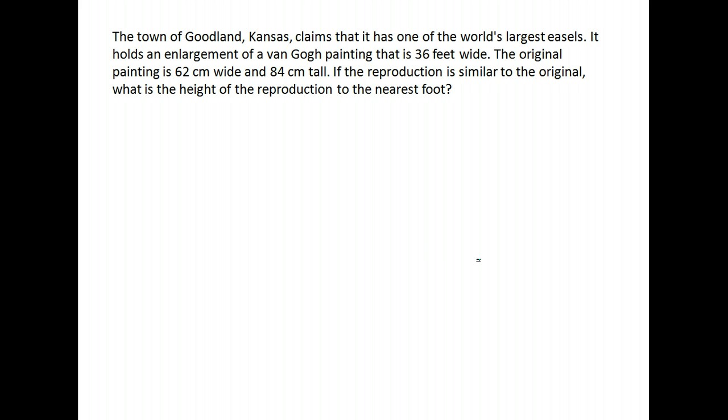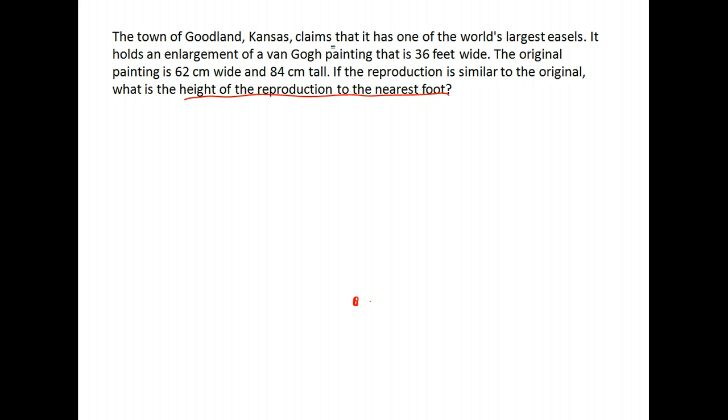Alright, the town of Goodland, Kansas claims that it has one of the world's largest easels. It holds an enlargement of Van Gogh's painting that is 36 feet wide. The original painting is 62 centimeters wide and 8 centimeters tall. If the reproduction is similar to the original, what is the height of the reproduction to the nearest foot?